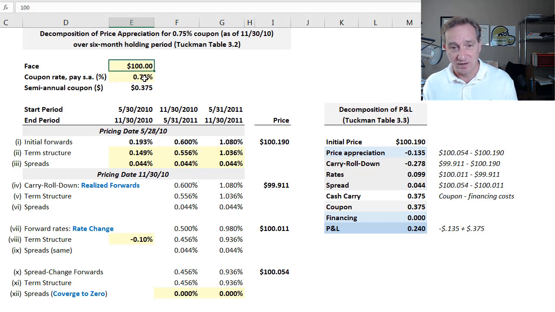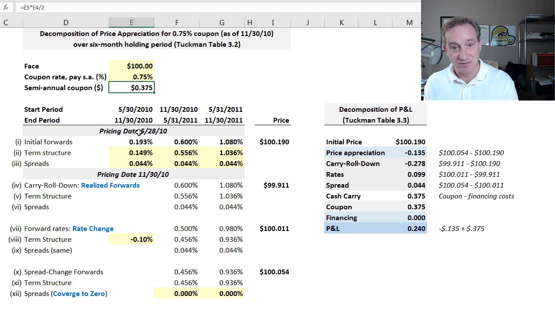Face value of the bond is 100. The coupon is 0.75%. So as usual, it's a semi-annual coupon bond paying 37.5 cents every 6 months. And so in the passage of time over 6 months, there will be one coupon that will play a role in what's called the cash carryover here. So if we go down to the lower left panel here, there is the pricing at the initial date. So that's pretty close to May 30th.